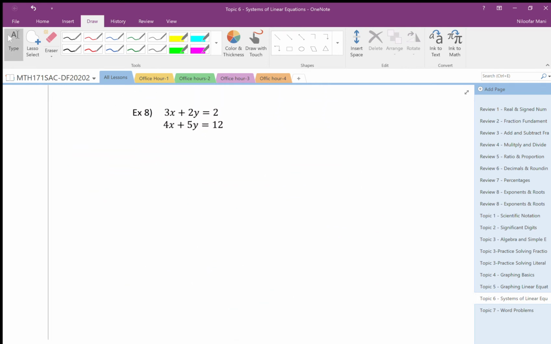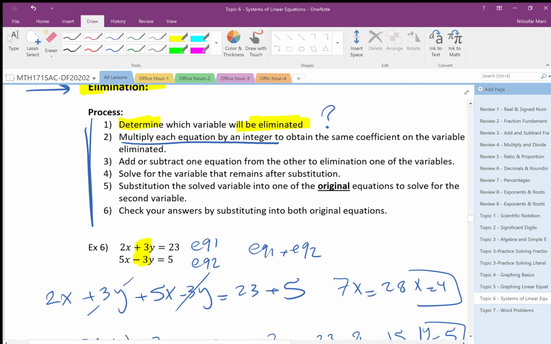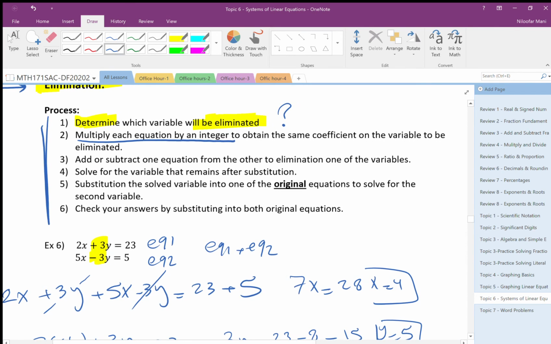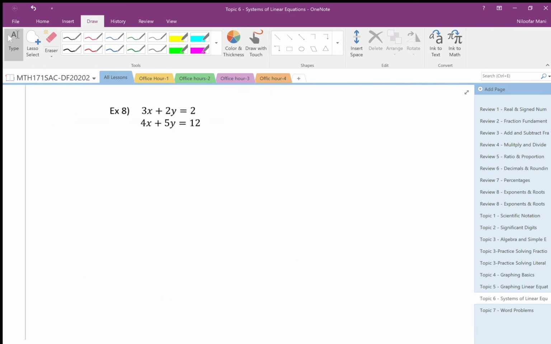How about here? Oh, here I do not see the same number, let alone the same sign or different sign. Oh my God, what should I do? Okay, so go to the steps. See here. Multiply each equation by an integer to obtain the same coefficient. So you multiply each equation with a number to make the coefficients the same.